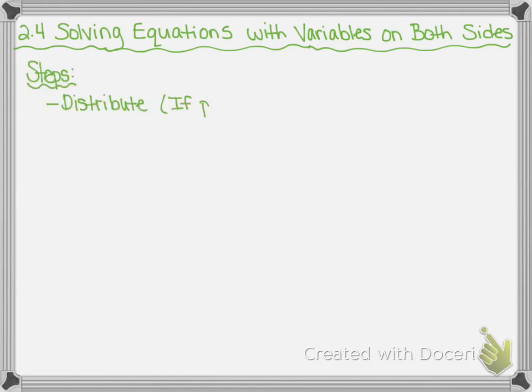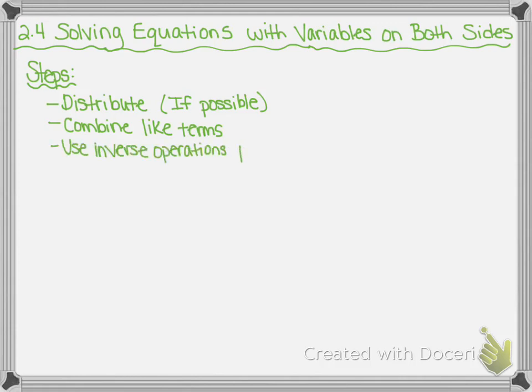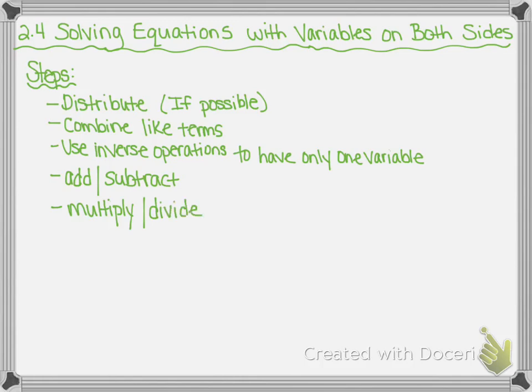So let's jump into our steps right away. Again, let's rewrite these. Distribute if possible. Reminder, it's not always possible. Not every problem has parentheses. Step 2 is to combine like terms. That has not changed. And then here's the difference: we're going to use inverse operations to have only one variable. You're going to see that there are variables on both sides. So if we use inverse operations, we can then have just one variable. Add and subtract, and finally multiply and divide.